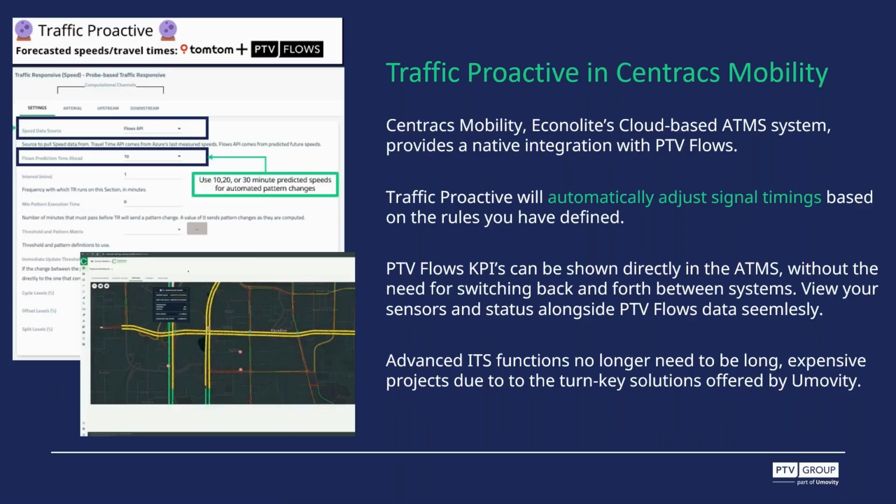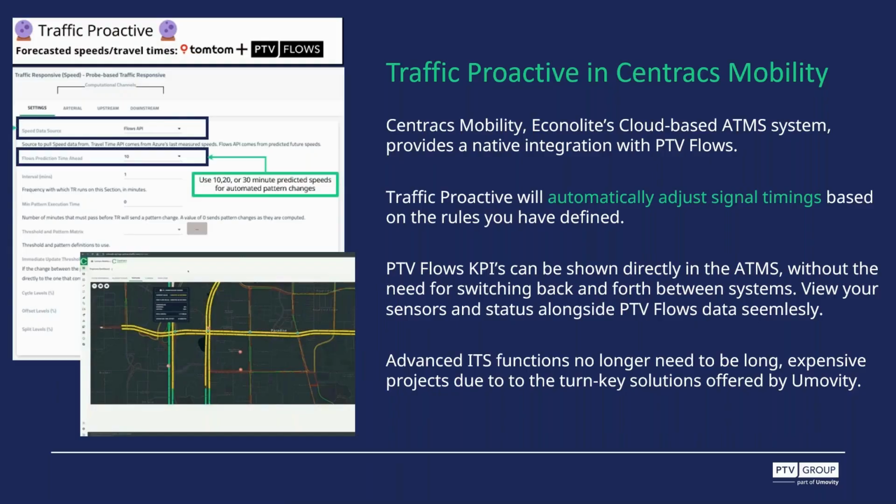traffic proactive. And what this allows you to do is set up a rules-based system where you can look at either the current or predicted travel time around a corridor and begin to actively implement new signal timings based on that information. I think a really good way to visualize this is if maybe you have an interstate as well as a parallel arterial corridor.